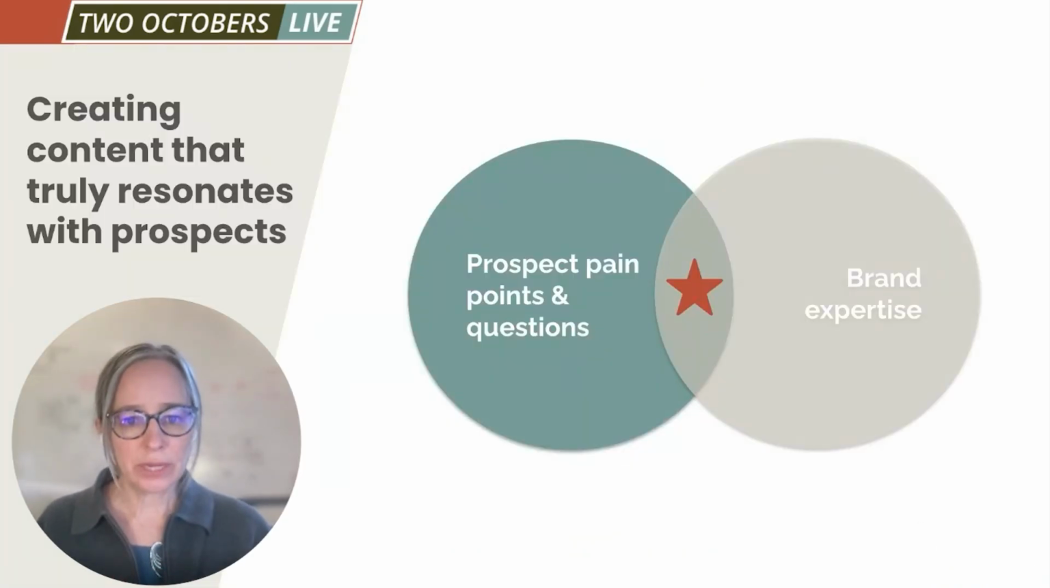We like to advise clients that the best way to create content that really resonates is to take the intersection of what your prospects' pain points and questions are and what your brand expertise is. If you combine those together, you've got a way of approaching content that is unique to only your brand, and that's your content tilt. That's the holy grail that we're aiming for when we're creating content as marketers for your brand.